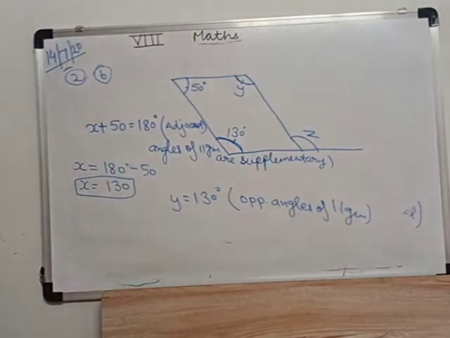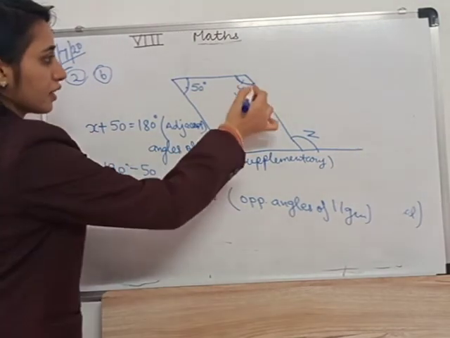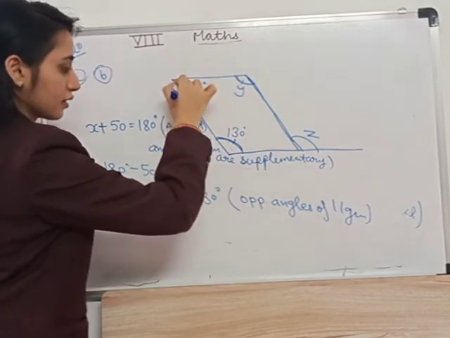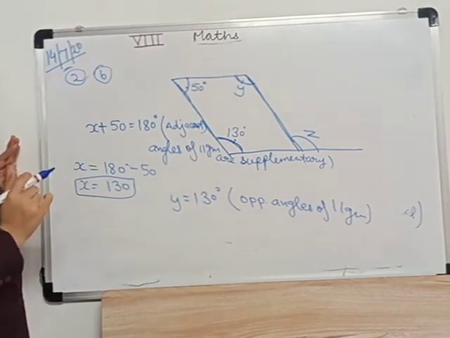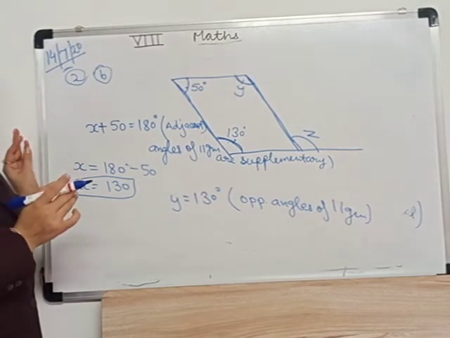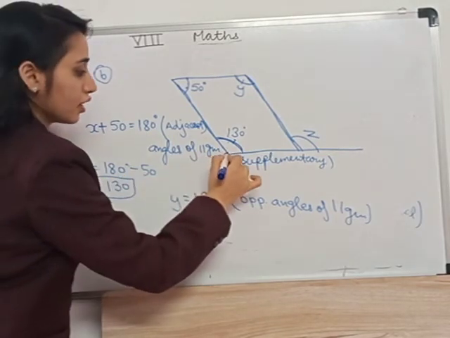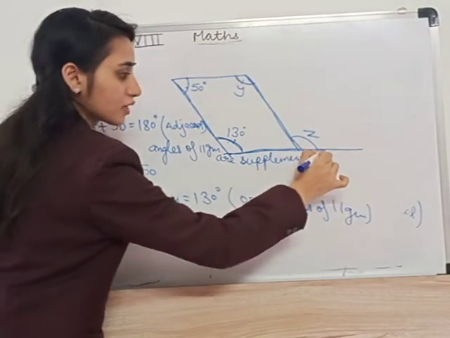Now, how can we find the value of z? See, these are two parallel lines. These are two parallel lines because this is a parallelogram. Then opposite sides are equal and parallel. And this is the transversal line.